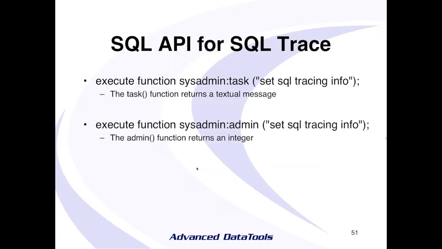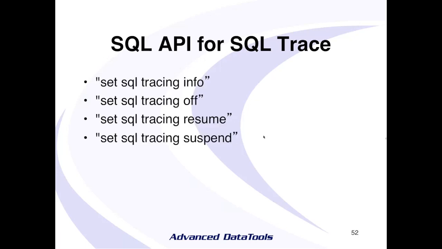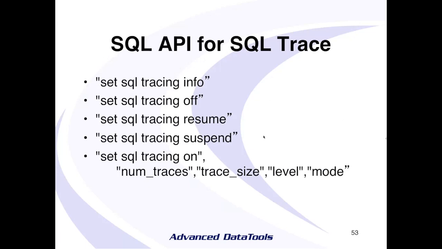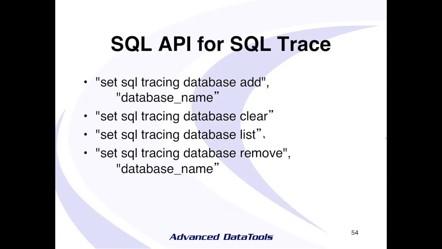But the better way is to look at it in SQL. You can turn it on with set SQL Trace Info with the sysadmin task and admin function. The only difference here is the task function returns a text message, and the admin function just returns a number telling you what happened. But you can do things like turn tracing off, on, get info about it, resume it, suspend it, and set the number of traces, the size, the level, and the mode. This is the way to do SQL tracing.